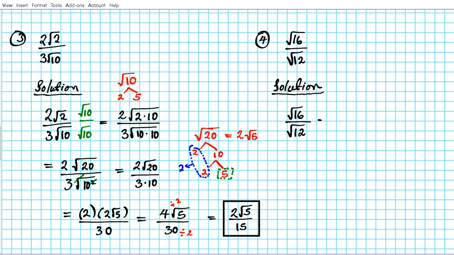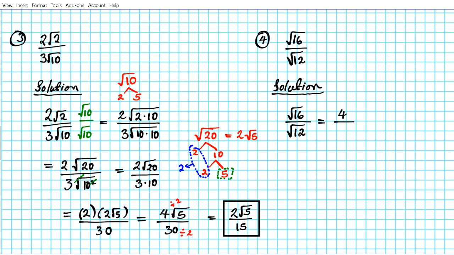Okay, let's look at the numerator first. What do you notice about the numerator? 16, ladies and gentlemen, is a perfect square. So what is the square root of a perfect square? The square root of 16 is 4 because 4 squared is 16. Bam. So this is a situation where you can actually simplify what's originally given.